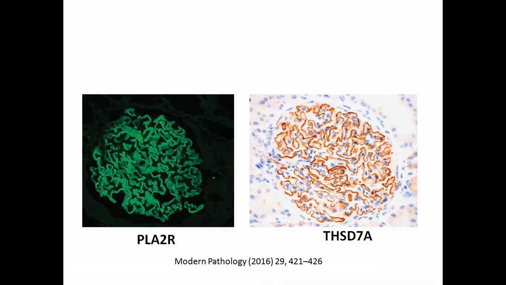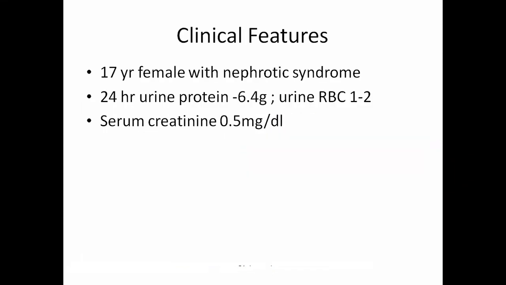So if you do PLA2R and thrombospondin with IgG subclasses, we will be able to cover at least 80 to 85% of primary membranous. Now the remaining are 15 to 20% of cases. So we come to another case, a 17-year-old female with nephrotic syndrome, 24-hour urine protein was 6.4 gram, urine RBC is 1 to 2, serum creatinine was 0.5.